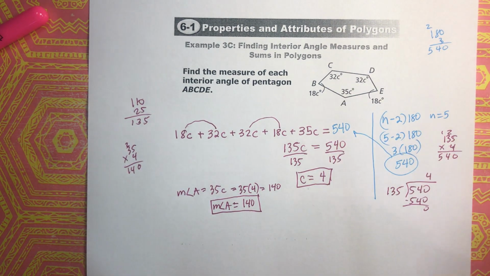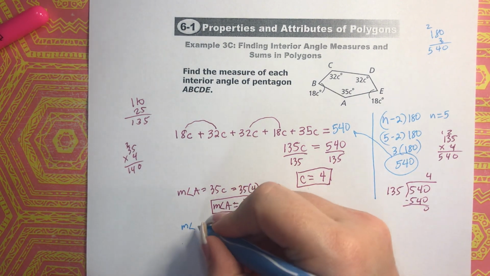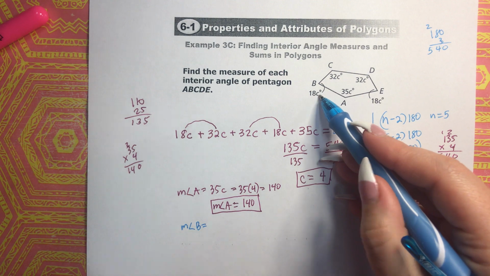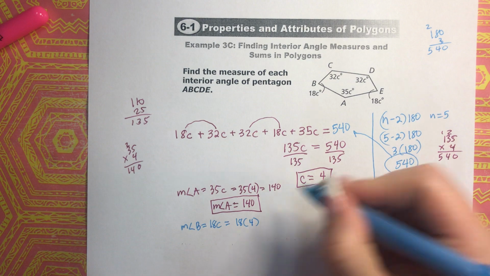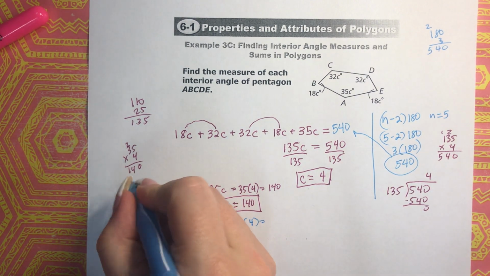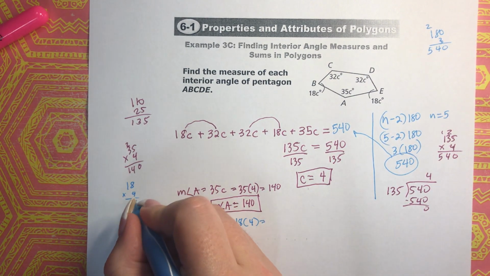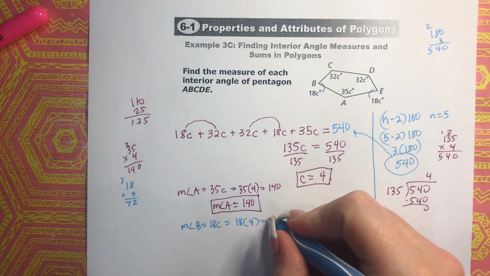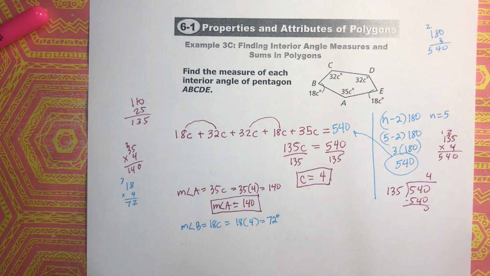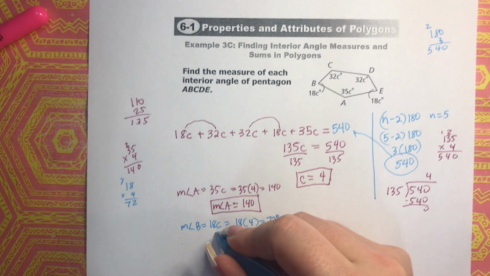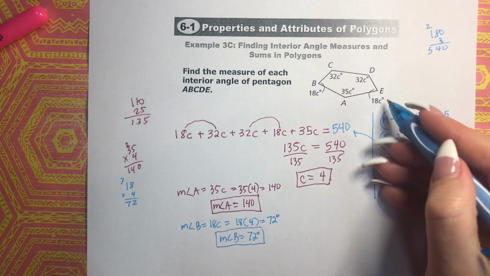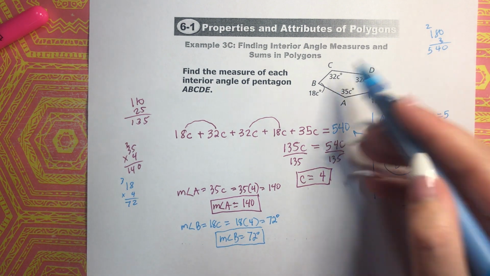Let's do the next one. So B, I'll change the color. The measure of angle B is equal to 18C. C is equal to 4, so it's going to be 18 times 4. I don't know what that is. 18 times 4. 4 times 8 is 32. 4 times 1 is 4, plus 3 is 7. So 72 degrees. So the measure of angle B is equal to 72 degrees. And we also know that E is 18C, so that's going to be 72 as well. But let's do them in order.